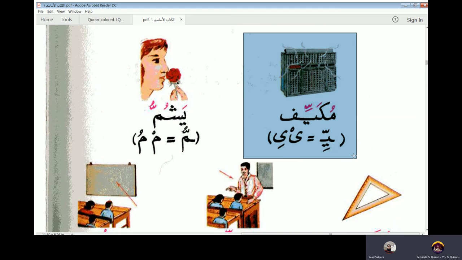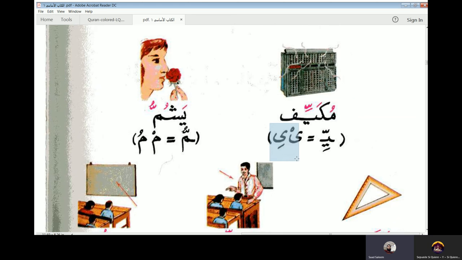Mukayif. Oh, because it's below the Shadda. Yes. Mukayif means adapter. Mukayif means what? Adapter. Adapter, yes. An adapter like the phone adapter? No, no, it is something else. It is used in laptop chargers.